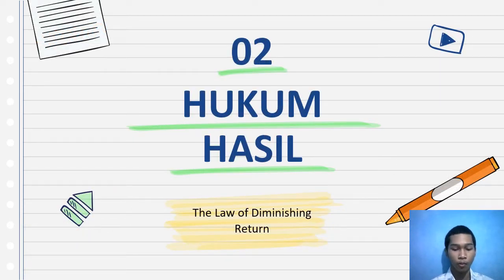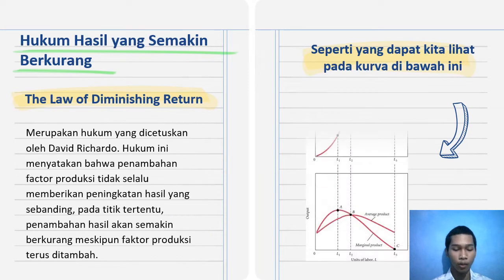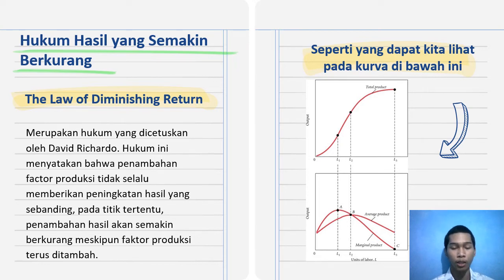Number 2. The law of diminishing returns. The law of diminishing returns is a law that was created by David Ricardo. This law states that the addition of factors of production does not always give a proportional increase in output. At a certain point, the increase in output will decrease even though the factors of production continue to be added, as can be seen in the curve below.